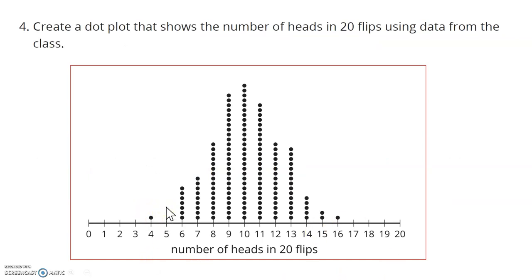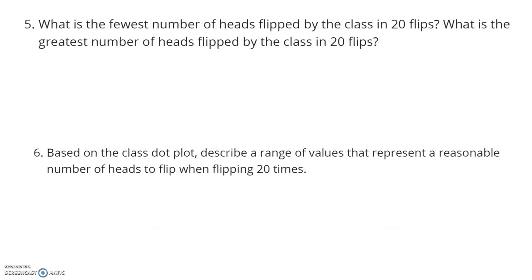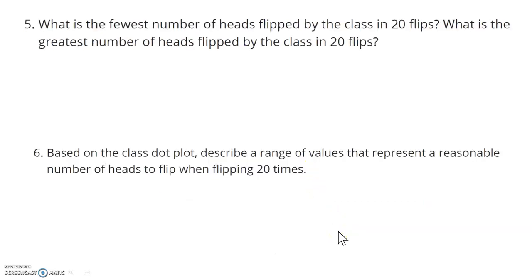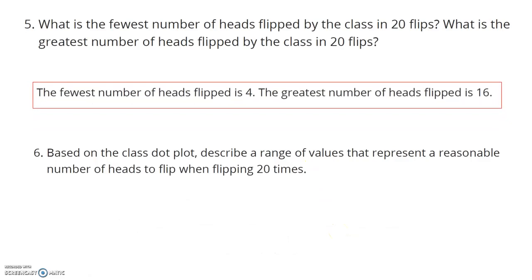Obviously these numbers are random. These might not be your numbers, but I'm just using this one. And then if you look at what's the largest, what's the greatest number? Well, let's just look at what's the greatest number here. That would be 16. So therefore, the fewest number of heads flipped is 4, and the greatest is 16.